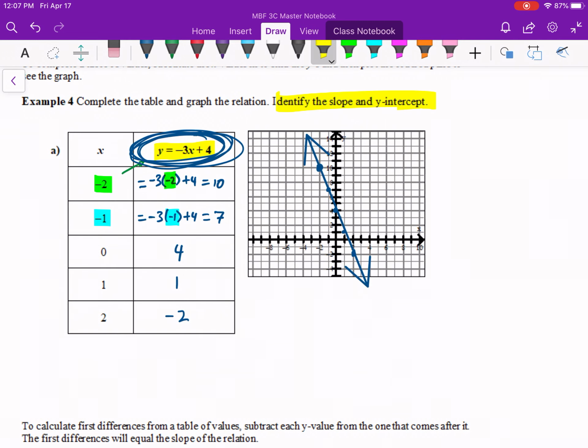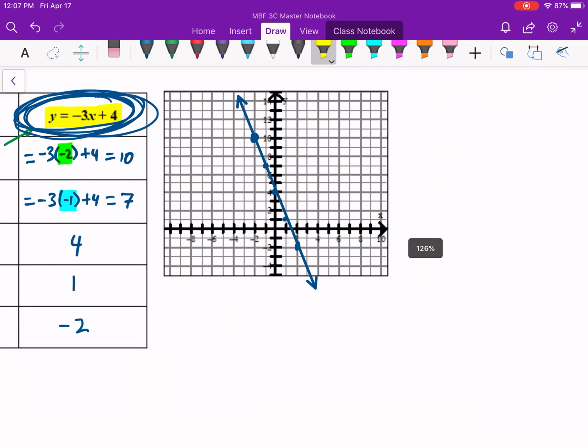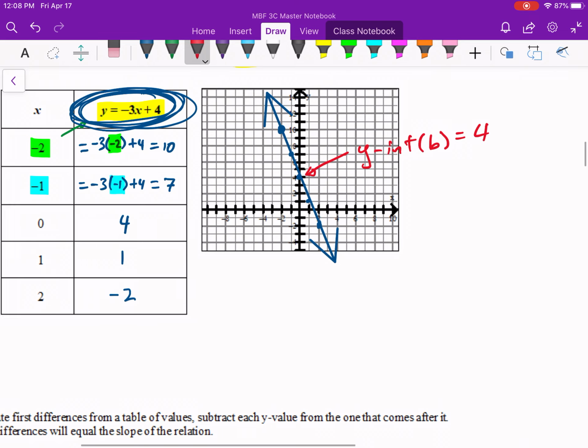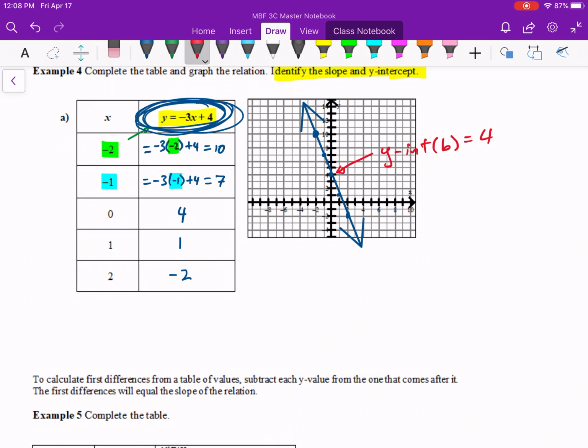Then I'm supposed to identify the slope and the y-intercept. That's what this part is saying to do. So the y-intercept is where it crosses the y-axis. So the y-intercept, remember, where it crosses the y-axis, we represent that with the letter B. So B, y-intercept, is 4. Pardon me, lost my voice for a second. So it's 4. The slope is how it's changing as it's going from one to the next.